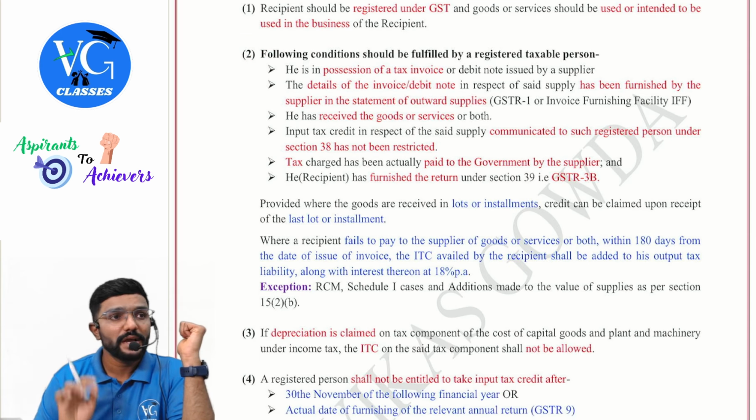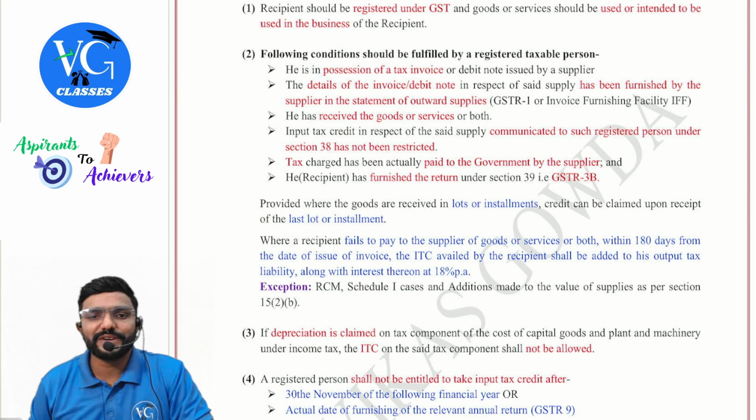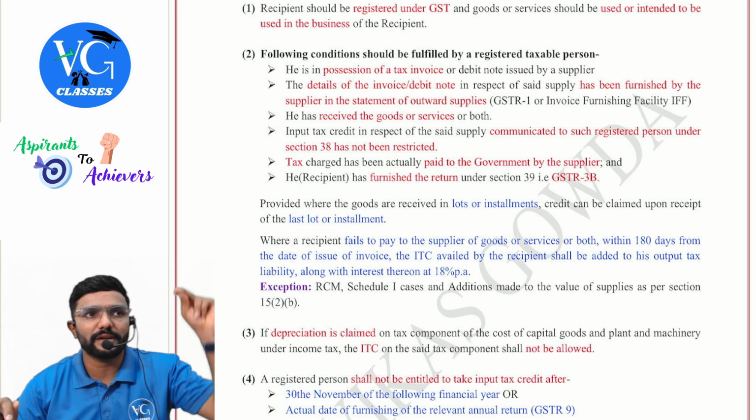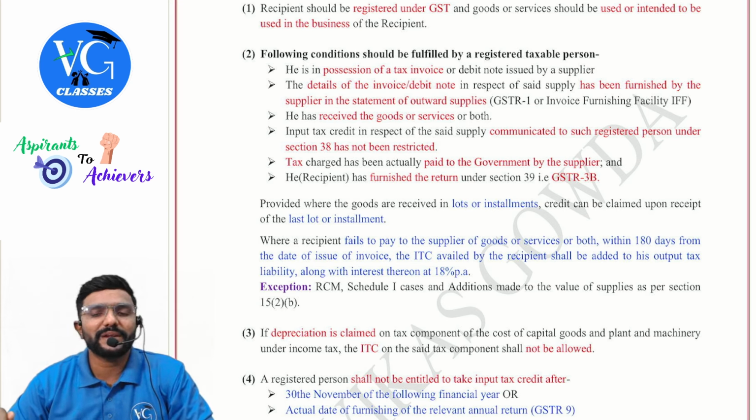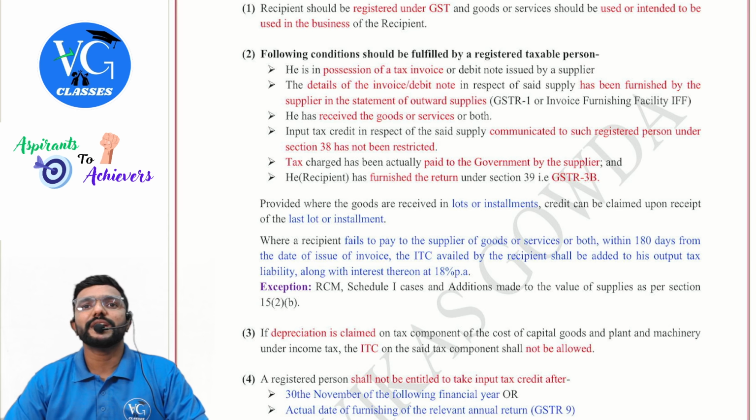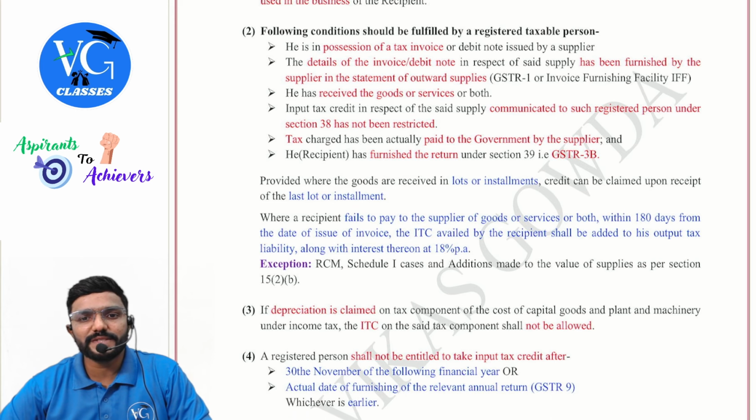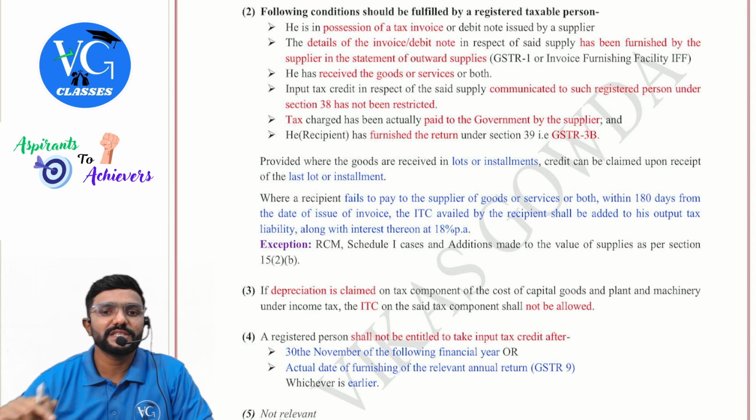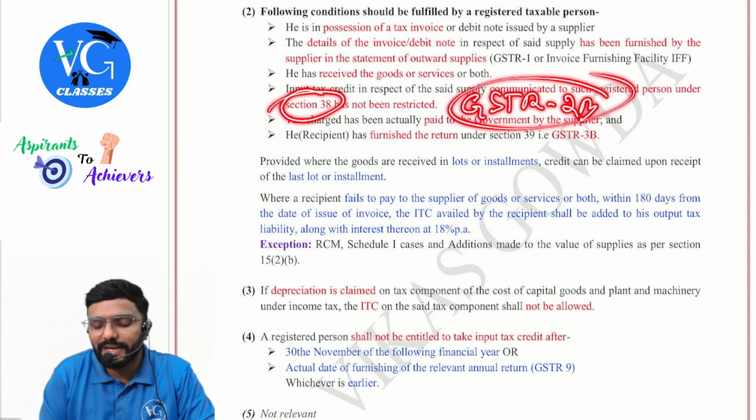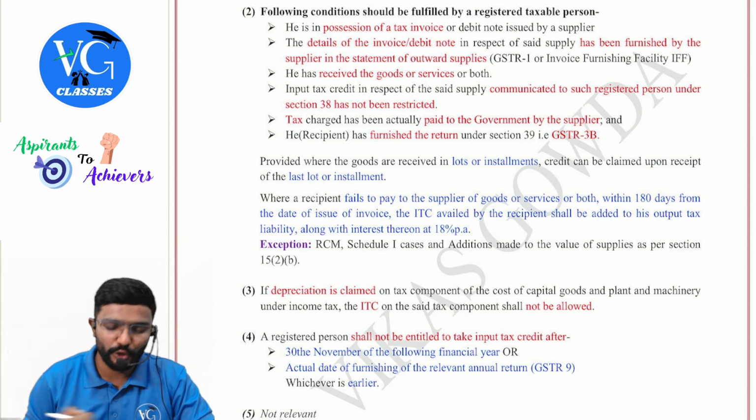Then subsection 2 has a lot of conditions, and all conditions have to be satisfied. Even if one is violated, no credit. What is it? One is being in possession of a tax invoice or debit note issued by the supplier. Then the details of the invoice or debit note in respect of the said supply have been furnished by the supplier. That is, my supplier has given the details in the statement of outward supply, that is using GSTR1, or if he is following QRMP, for the first 2 months he would have given the details using the invoice furnishing facility. He has received the goods or services or both. Input tax credit in respect of the said supply communicated to such registered person under section 38 has not been restricted. Section 38 talks about GSTR 2B, guys. So whatever the supplier has given in his GSTR1 or using the invoice furnishing facility will auto reflect to the recipient in his GSTR2B.